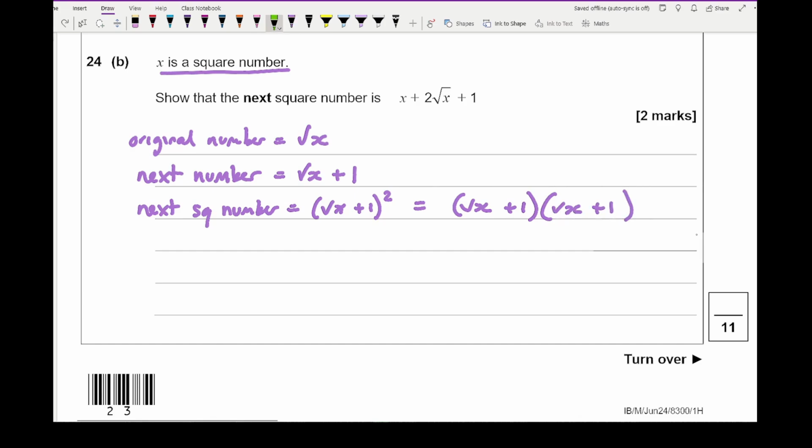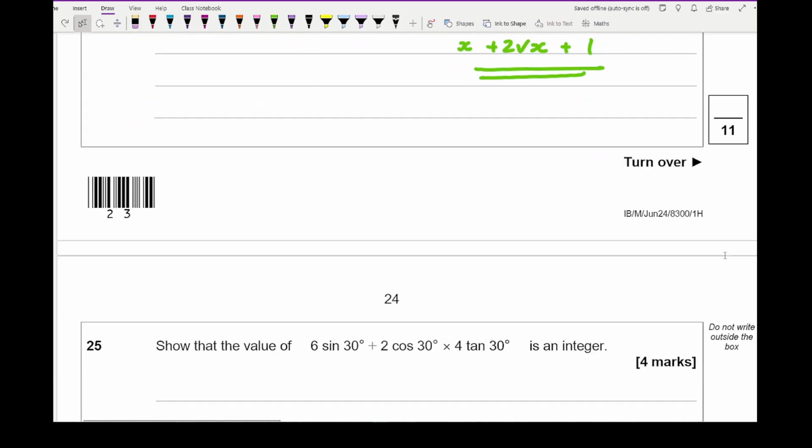Now expanding this bracket out, what do we get? Well, root x times root x is x. Then I'm going to get plus 2 root x, and then 1 times 1, which is 1, and that is exactly what they wanted me to show.